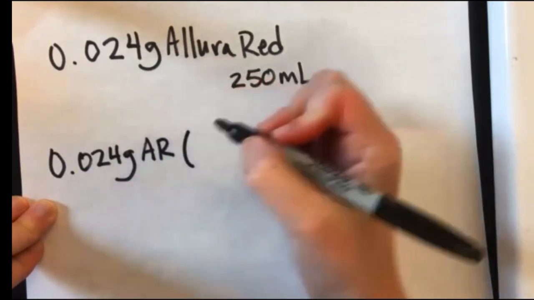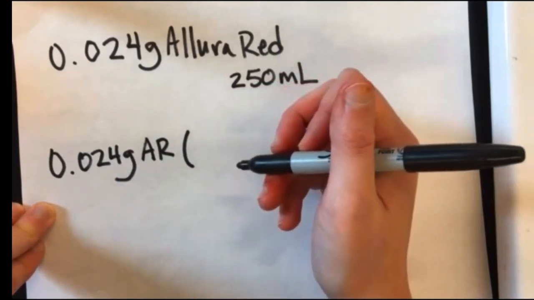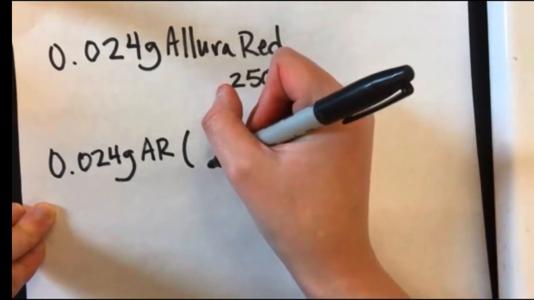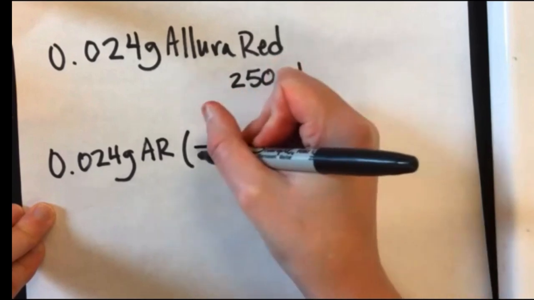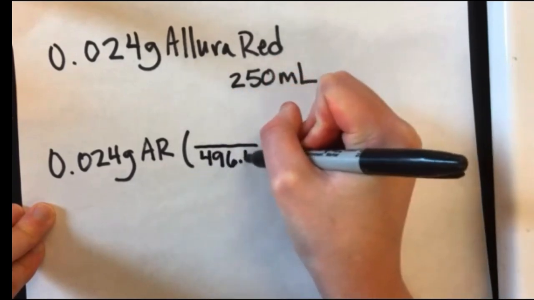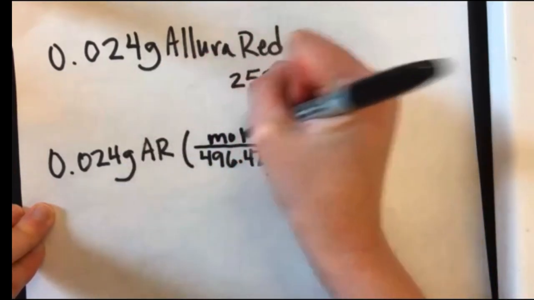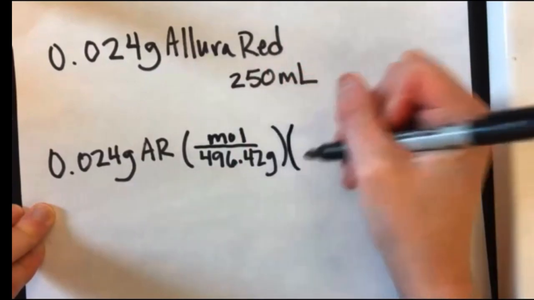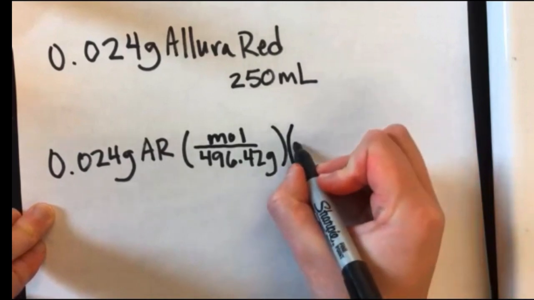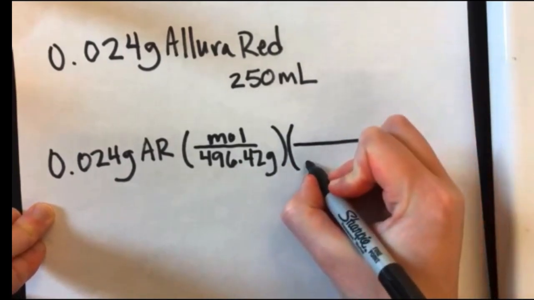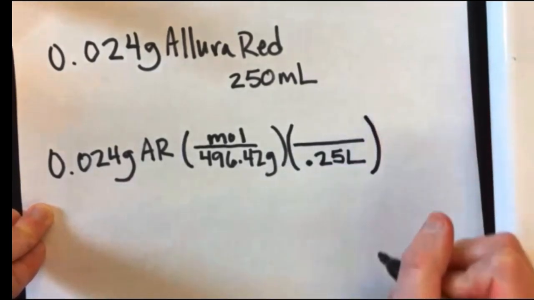We'll call it Allura Red. And so we know that the molecular weight of Allura Red is 496. You want that on the bottom. 42. So we want our grams to cancel out, the mole on the top. And then we want moles per liter. So we're going to divide by 0.25 liters, because that's how much solution we made.